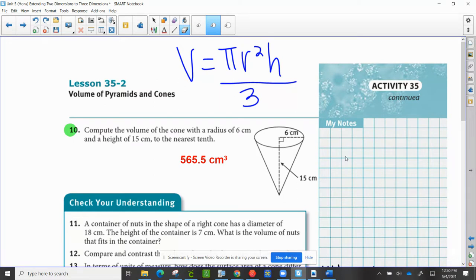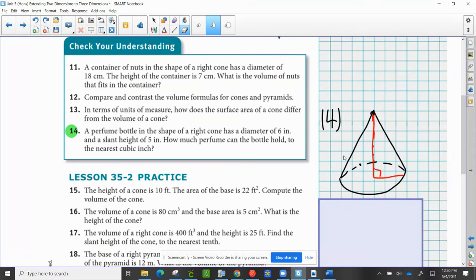But okay. I'm just going to have us wrap up one more and do problem 14. It says a perfume bottle in the shape of a right cone has a diameter of 6 and a slant height of 5. So I went ahead and drew a right cone there. It's not a perfect right cone, but it gets the job done. If we have a diameter of 6, that means our radius here is 3, right? And it said it has a slant height of 5.